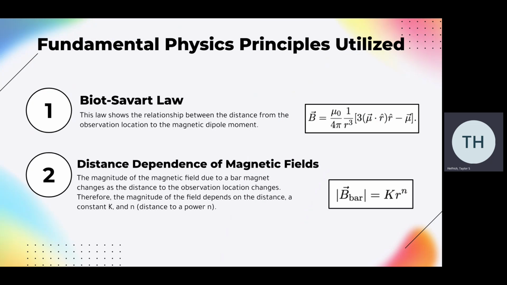Some of the fundamental physics principles utilized are the Biot-Savart law, which shows the relationship between the distance from the observation location to the magnetic dipole moment, as shown to the right. We also see the distance dependence of the magnetic field equation, where the magnitude of the field depends on the distance to the observation location, n, and a constant k.